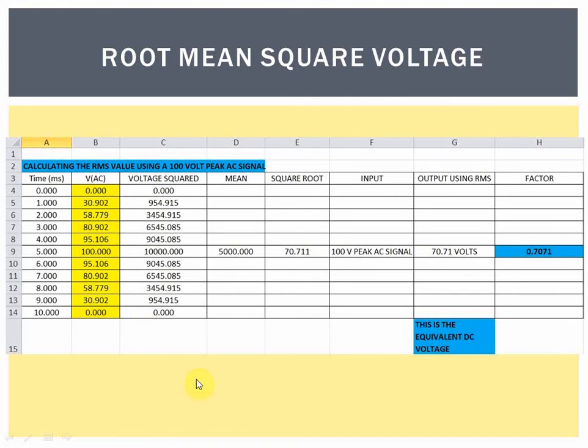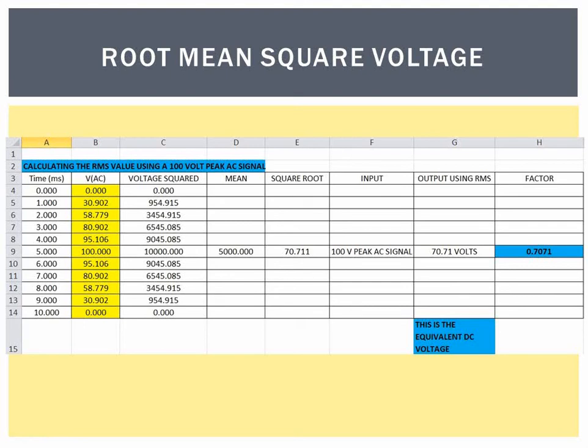If I repeated the same activity for a 100 volt peak AC signal, I just wanted to show you that if these are the voltages at various points and we square those, we find the mean and we take the square root. For a 100 volt peak AC signal, we get an RMS voltage of 70.71. And what happens is the factor ends up being the same. So regardless of the size of the amplitude, the factor stays the same.